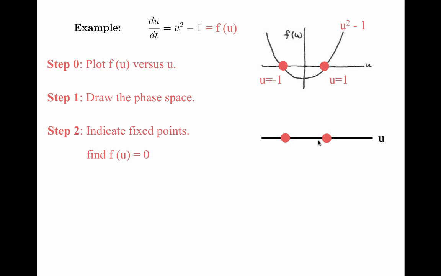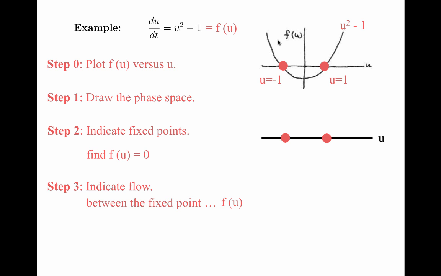Our last step in the geometric analysis of this system is to indicate the flow. And we're going to do this by considering two intervals in our system. So let's first consider the interval of u between the fixed points. By that I mean this interval, the interval between the two red circles, between the fixed points. Now if we want to understand the flow, we need to understand what is the sign of f in this interval.